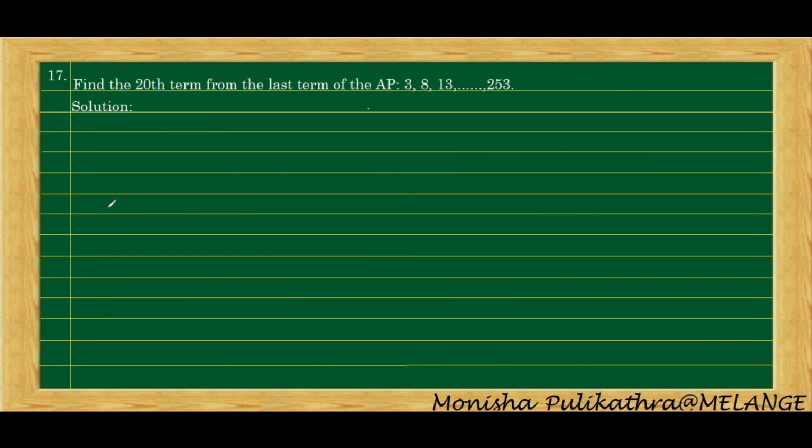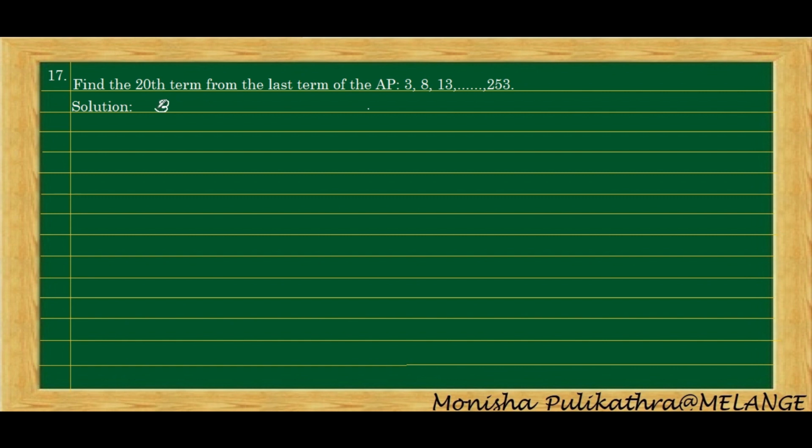Moving on to the 17th question. The 17th question is, find the 20th term from the last term of the AP. Usually we will be taking from the starting of the sequence. Here the sequence is 3, 8, 13 up to 253, where the first term we usually take is 3. But in this sum, since they have asked from the last term, here the first term will be 253.